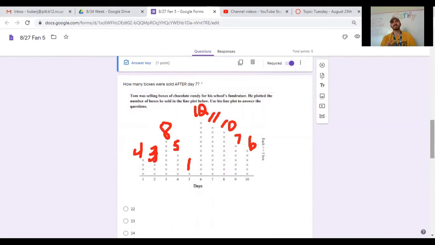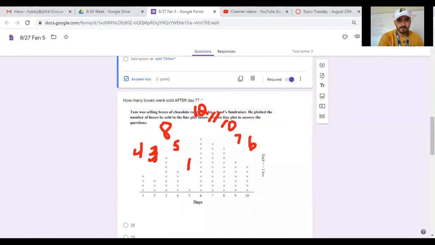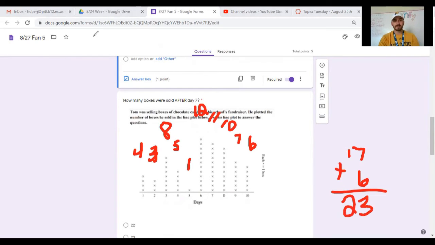So here is where the video yesterday will pay off to help you with the question today, because this says how many boxes were sold after day 7, not day 7 or later, after day 7, which means you don't include day 7. You're only looking at days 8, 9, and 10. So if I'm looking at 8 and 9, that would give me 17, plus the 6 from day 10 would give me a total of 23, which would give you B.